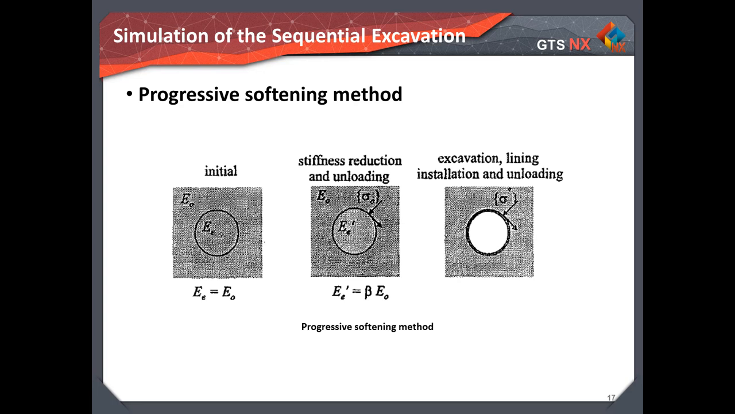As with the convergence confinement method, the lining is installed before the modeled excavation is complete. If the tunnel is constructed with a bench and heading, then the above procedure can be applied to each of them sequentially. The same methodology can be applied to an analysis with side drifts.